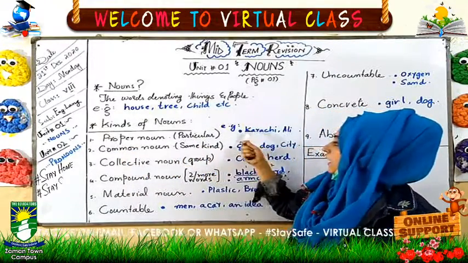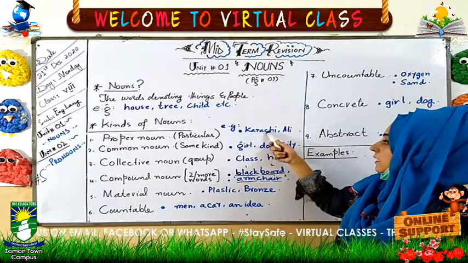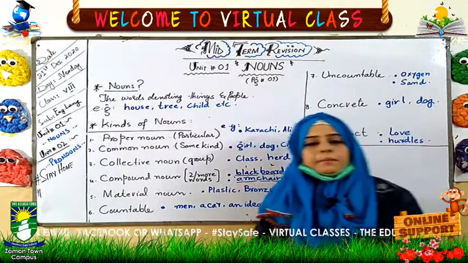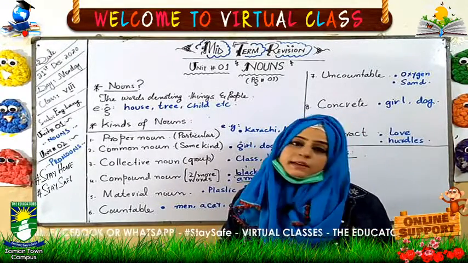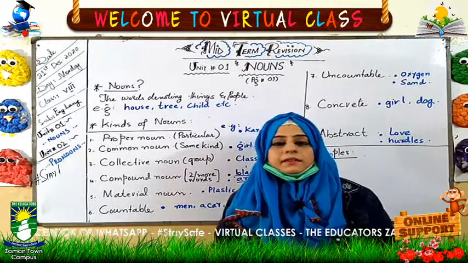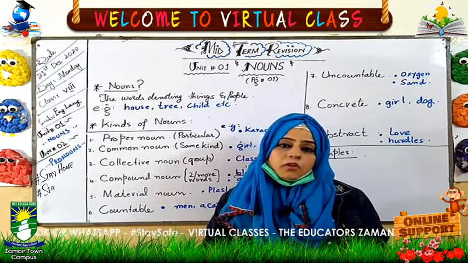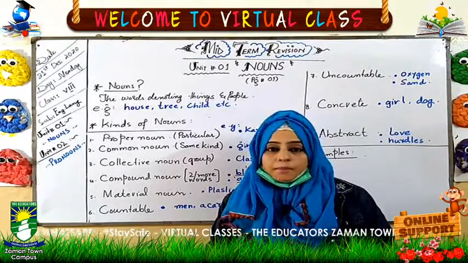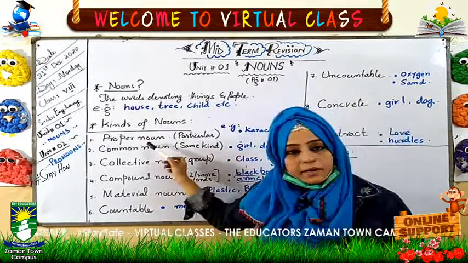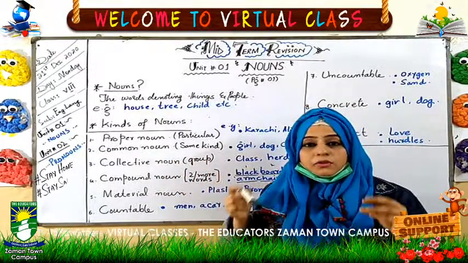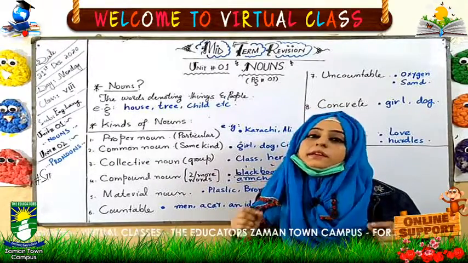Particular, as I have mentioned here 2 examples: Karachi, Ali. There are many cities in Pakistan, but specifically Karachi. If I say Lahore, it would be specific or particular, and it would be a proper noun. When you are talking about a specific, particular thing, it would be proper.